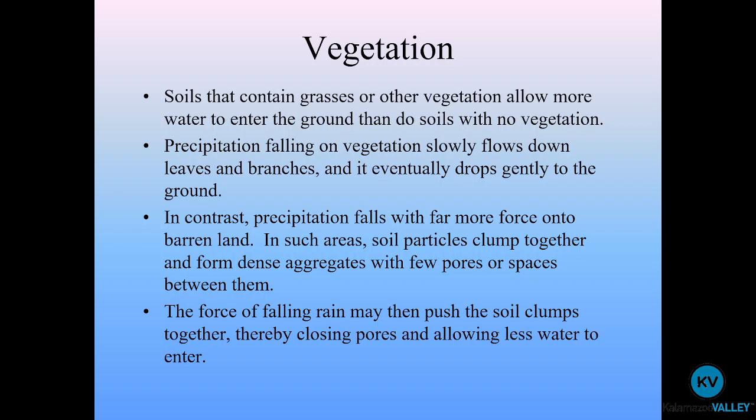Also, if precipitation is just falling onto barren land, then it's that direct velocity, that force of gravity, 9.8 meters per second squared, toward the ground. And this can form a lot of clumping in the soils, especially if it's clay rich, which then gets us a bunch of aggregates, which decreases pore space, and the less pore space there is, the more runoff there will be, because there's less space for that water to infiltrate and occupy. It's going to run off the surface and move somewhere else.